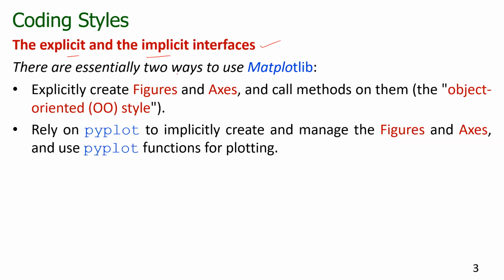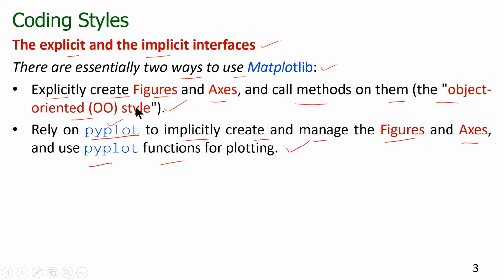There are essentially two ways to use Matplotlib. The first one is to explicitly create figures and axes and call methods on them. This is the object-oriented style, simply we'll call it OO style. Another one is the implicit way of calling: rely on pyplot to implicitly create and manage the figures and axes, and use pyplot functions for plotting. Let us demonstrate the two ways as examples of coding styles.